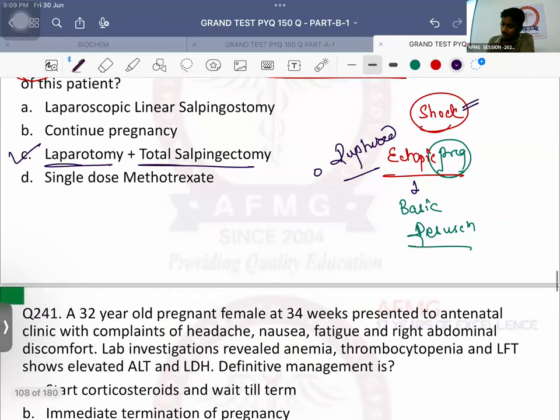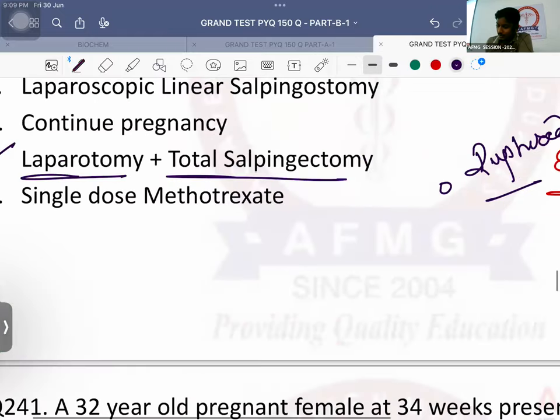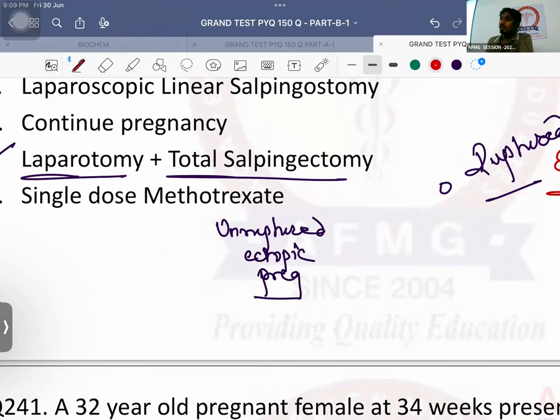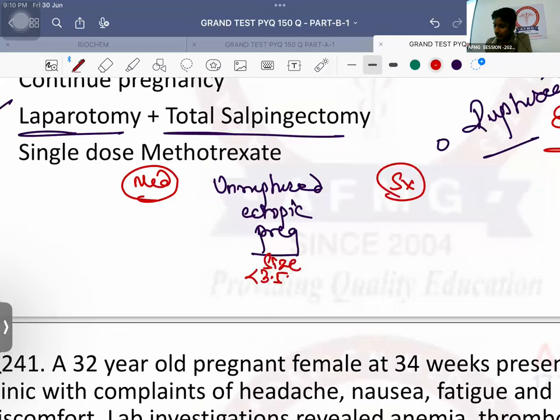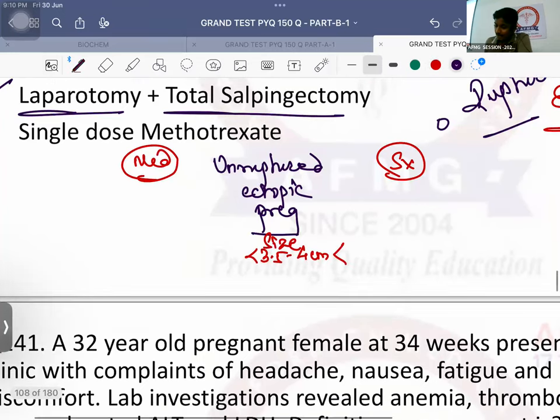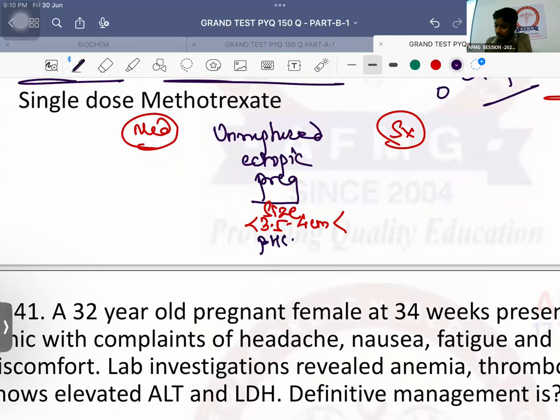Important. If it is a case of unruptured ectopic, guys, definitely the patient will be hemodynamically stable. Now, you need to see whether you need to manage it by medical management or surgical management. Three important factors. First is the size of mass, less than 3.5 to 4 centimeter. Second is beta hCG levels, kitna? 5,000 international unit. And third is cardiac activity.